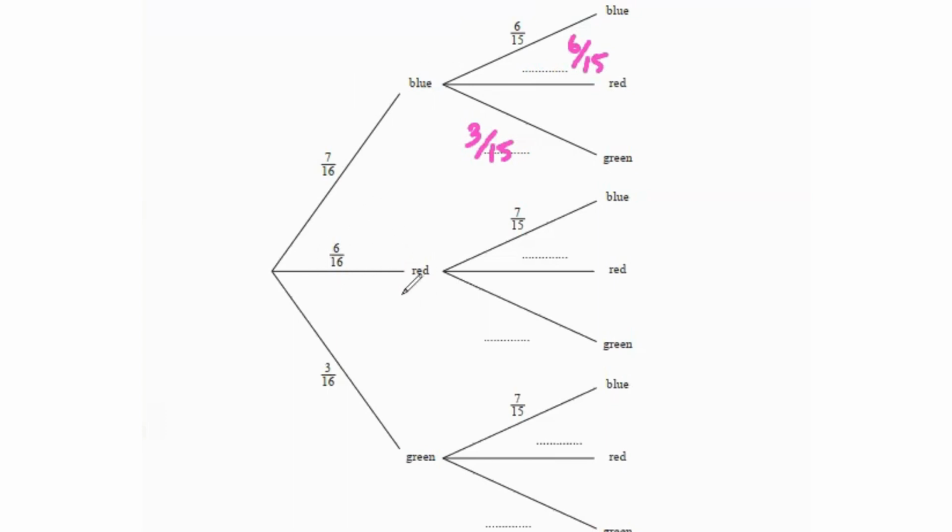Next, if she takes a red counter, your blue counter number would be the same, but the total would once again be 15 because we have 1 less counter now. For red, it would become 5/15 now, and green would be 3/15. And if she takes a green counter, red would be 6/15, and green would be 2/15. So these are your probabilities.